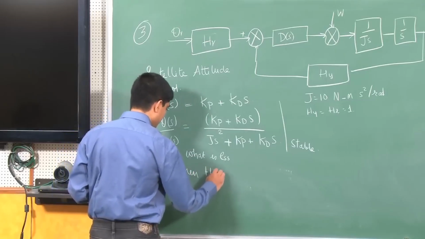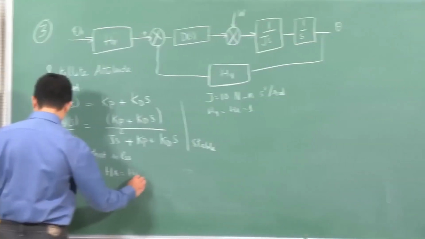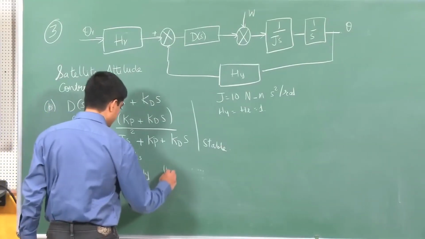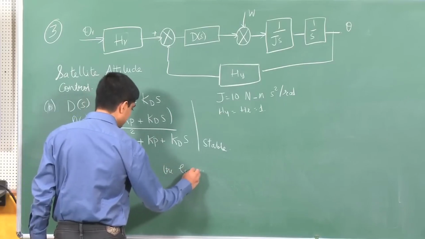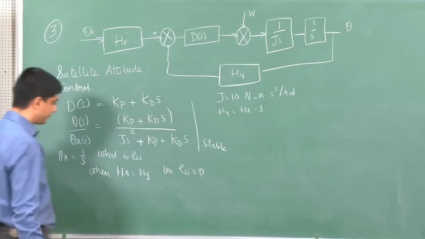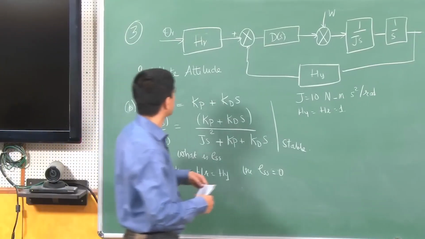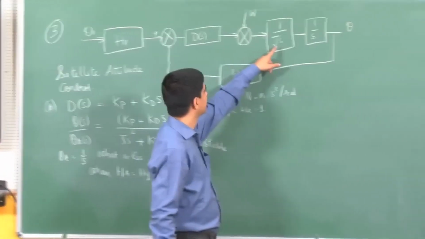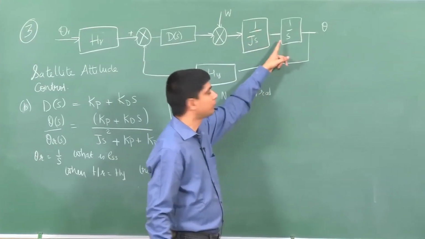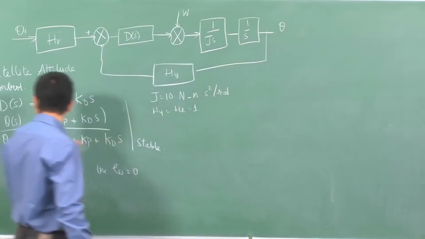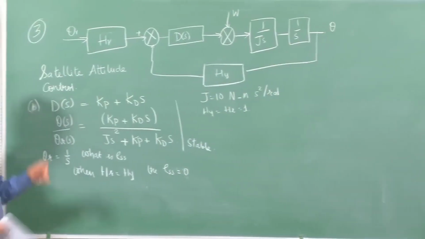when Hr equals Hy, the steady state error is 0. I will leave that as an exercise to you, because you can see lots of things happening here, right. If I just consider this, I have 2 poles at the origin. Okay. So, therefore, I can easily track a step signal.